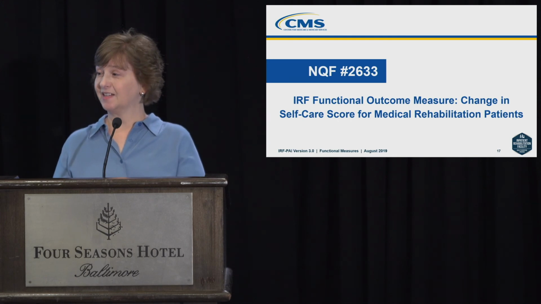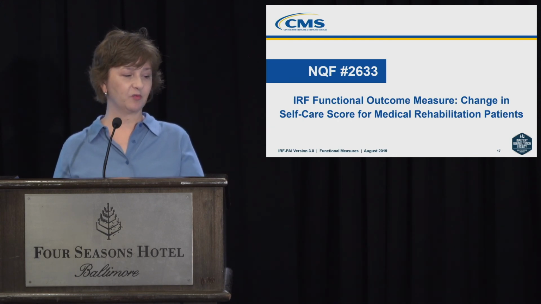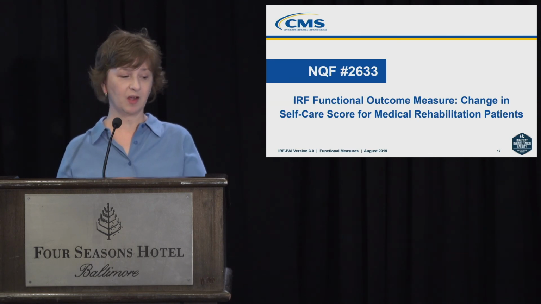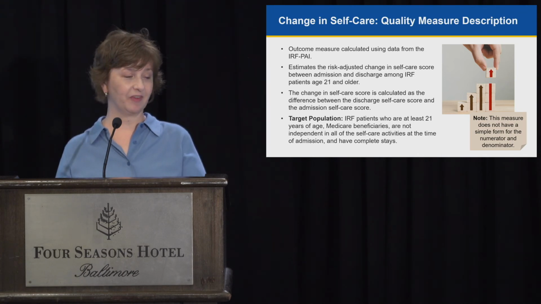So now we're getting into the outcome measures. The first outcome measure that I wanted to cover is NQF 2633. This is an NQF endorsed measure for the IRF setting. It's called IRF Functional Outcome Measures, Change in Self-Care Score for Medical Rehabilitation Patients. So this is an outcome measure calculated, obviously, from data from the IRF-PAI.